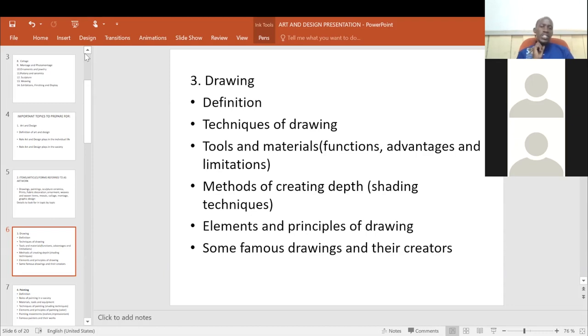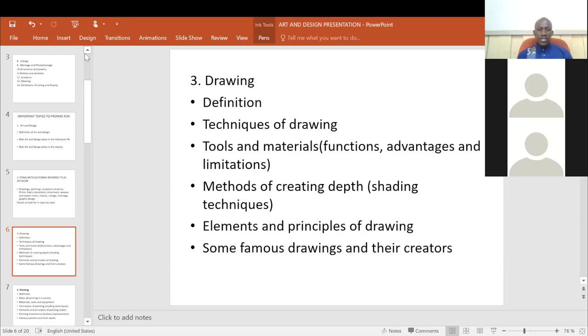When you're talking about the shading techniques, this is simply a way of making the art form appear lively. The techniques, the methods you use to make that art form more realistic, appear more real. Then we also need to talk about the elements and principles of drawing.